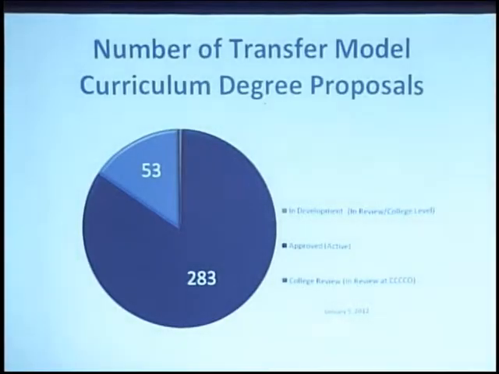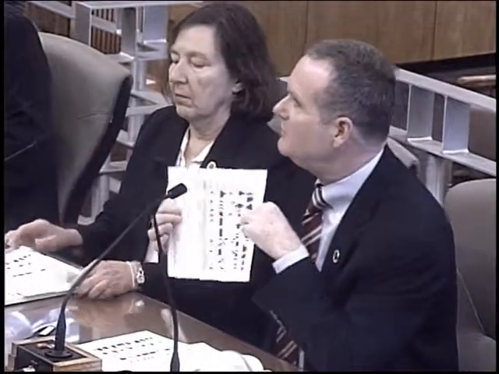Right now, across the state, we have 280, actually, we had one more, 284 degrees for transfer that have been approved across the state. And then we have 53 more that are in development on the campuses. So if you go to your grid, you can pick your favorite campus and look at the types of degrees that they have selected. The ones with the dark blue dots and a little X mean those are approved degrees.